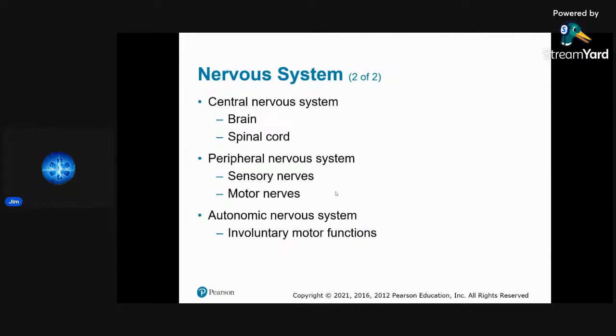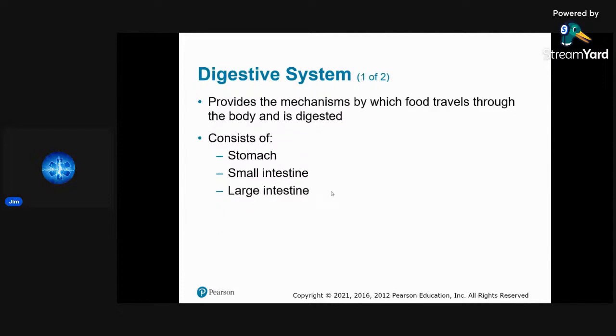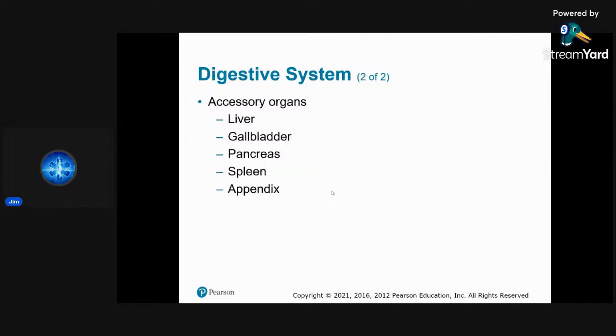digestion, stuff like that. Talking about digestion, let's talk about the digestive system. This is where we intake food and it goes to the body and gets digested, and the nutrients are absorbed and the waste products are formed into feces and then expelled through the anus, right? So it consists of the stomach, small and large intestines.